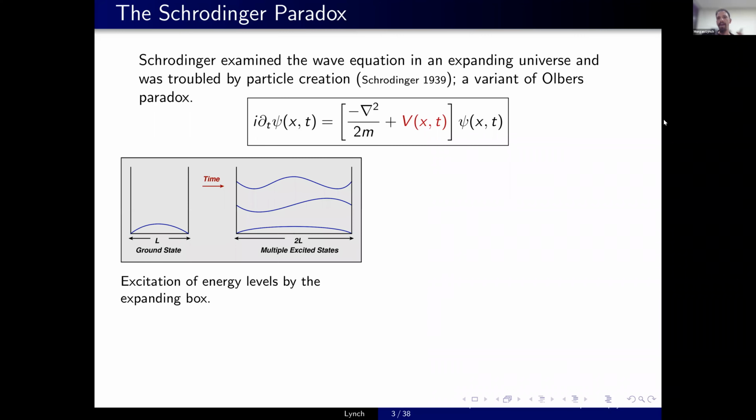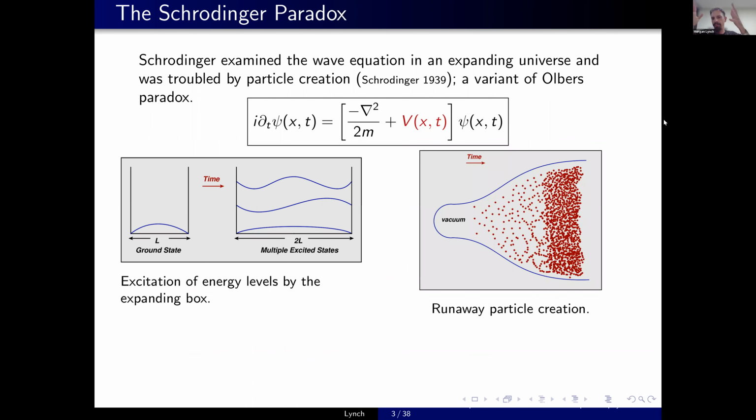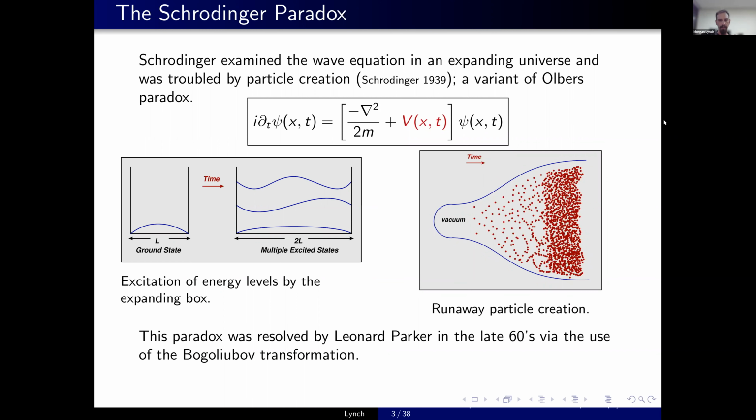And so what you have with this, though, is if you just go back to standard undergraduate quantum mechanics and look at a particle in a box and you analyze the incredibly expanding box, when you expand it, you get non-zero probability to populate these excited modes. And in a second quantized setting, these probabilities become real particles, and so you end up with this runaway particle creation. This was a persistent problem in the field until Leonard Parker, about 30 years later, incorporated the Bogoliubov transformation into these theories, which resolved this paradox.